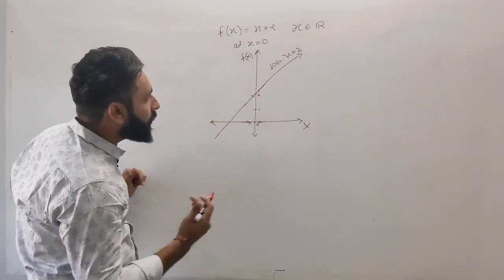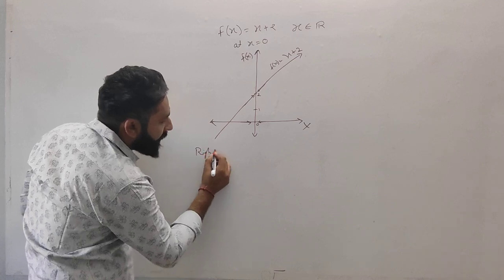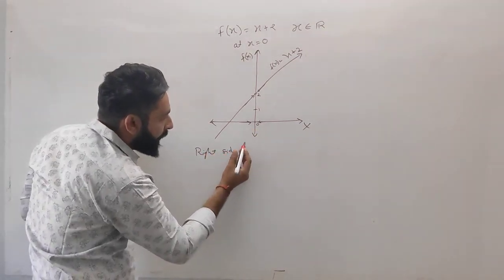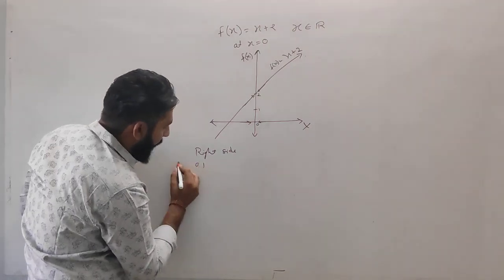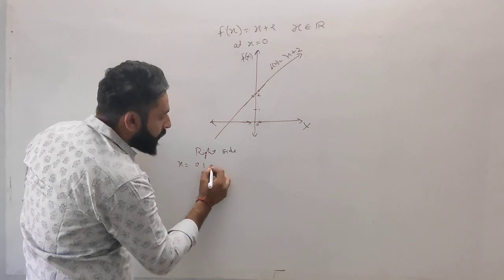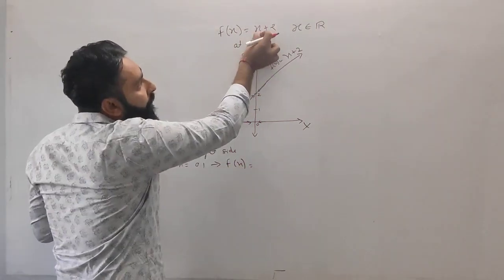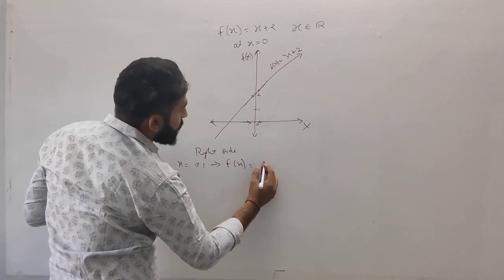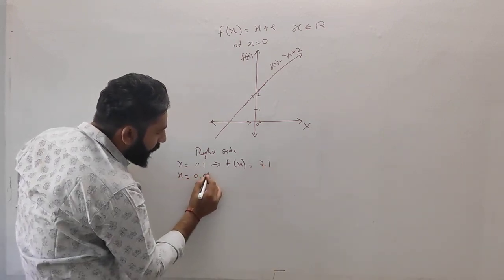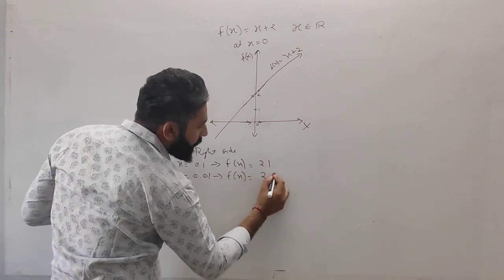Okay, we can also visualize from the right side. We take some small value close to 0, x is equal to 0.1. Then f of x is equal to, we simply put the value 0.1 in this equation, we get 2.1. Then we put x is equal to 0.01, then f of x is equal to 2.01.